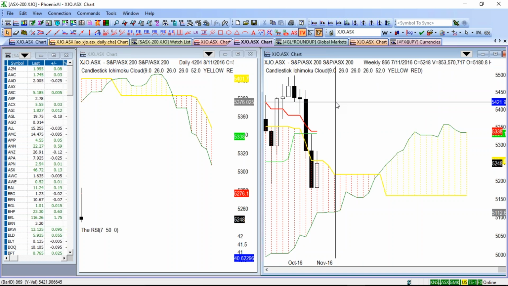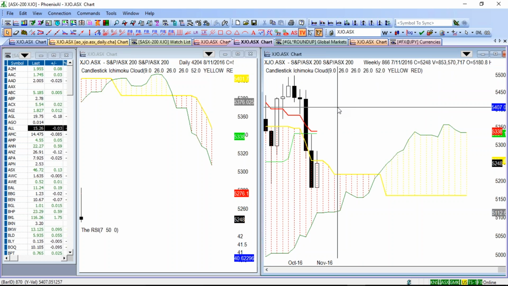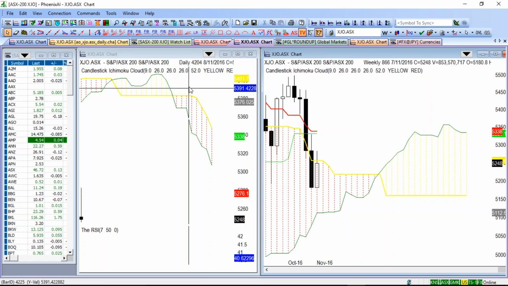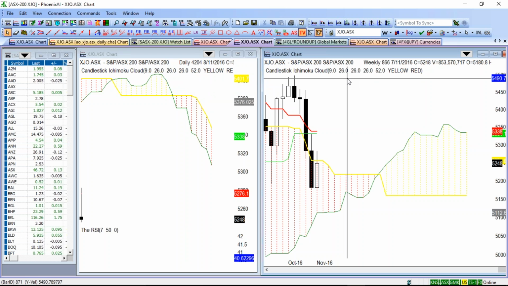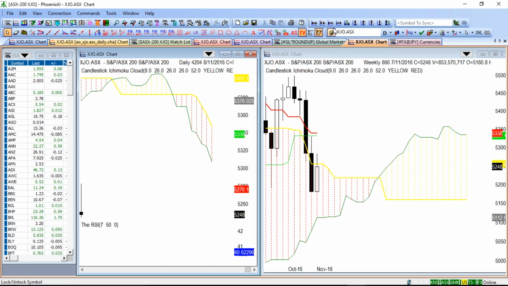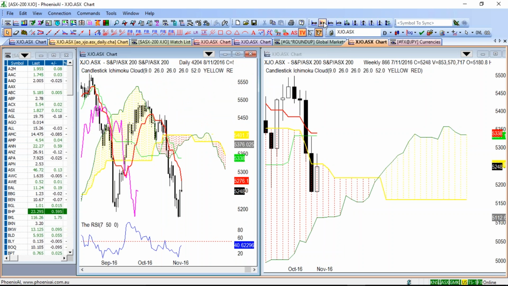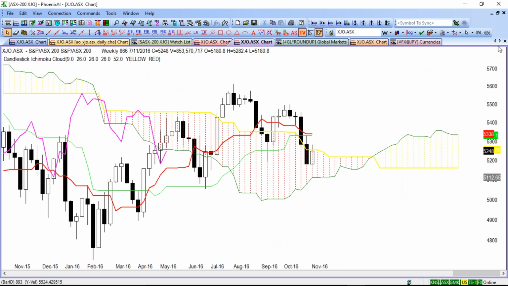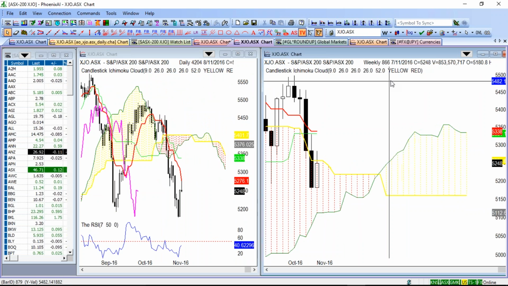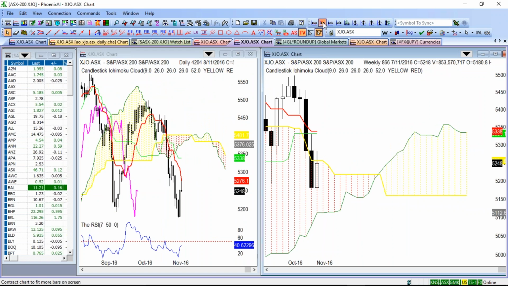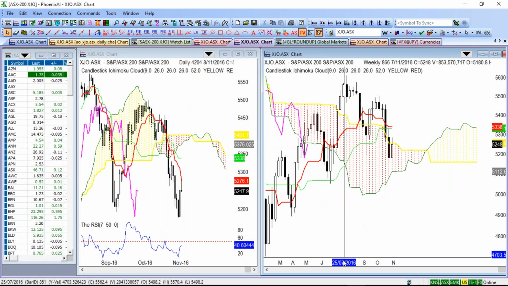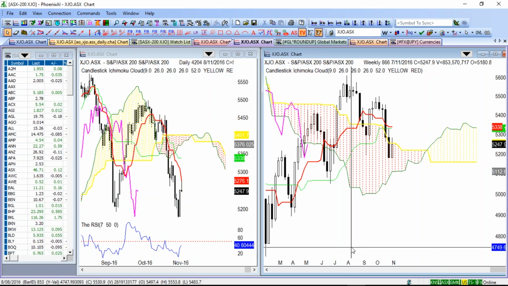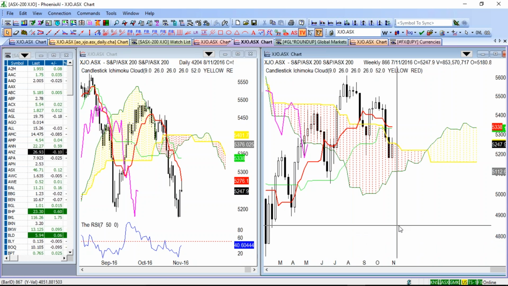So on my charts here, I have 4 charts set up. Oh, you can only see 2. I have 4 charts set up. This is the current market. So on the left I have the daily chart. On the right I have the weekly chart. Now let me squish this in a bit. So we can see this is the index, the XJO index.